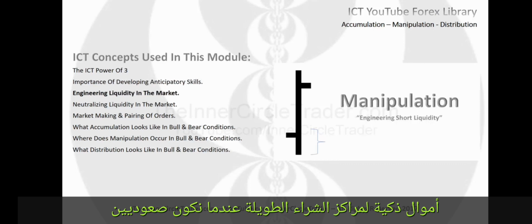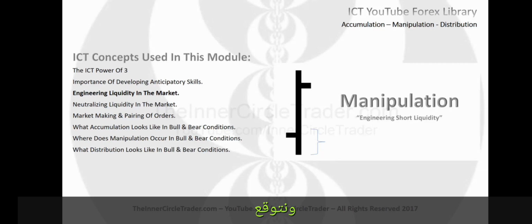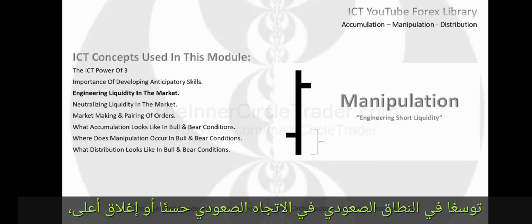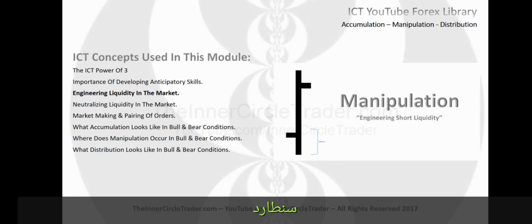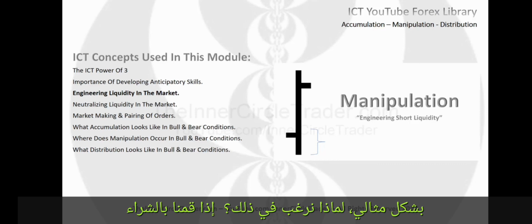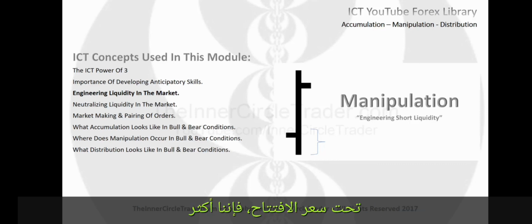When we're bullish and we're anticipating a bullish range expansion to the upside, or a higher close, we would be hunting a manipulation cycle immediately after the opening price. So on a daily range, that opening price, if we're bullish, we want to be buying at that opening price or below it ideally. Why would we want to be buying below the opening price when we're bullish? Because the market makers are going to be looking to engineer short liquidity.